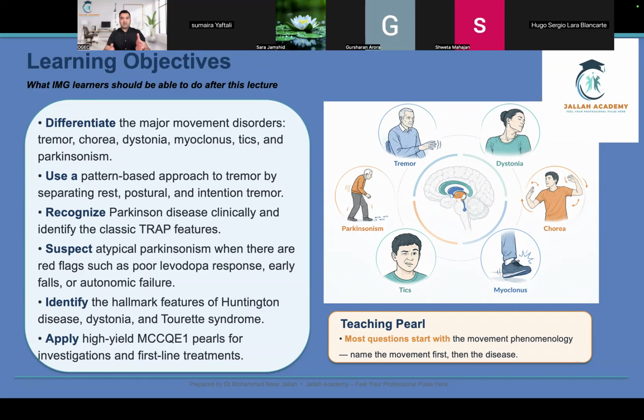They're mostly focusing the exam on something that is very, very common, or recent cases that have been seen, or something that is starting to get serious. So they're not focusing on something that you might not deal with in years of your practice. Okay. Identify the hallmark feature of Huntington disease, dystonia, and Tourette syndrome.